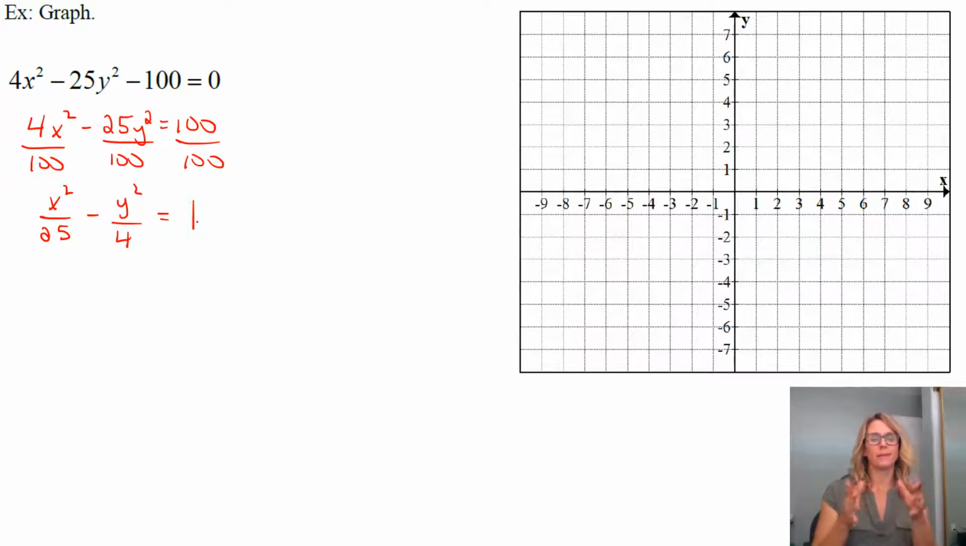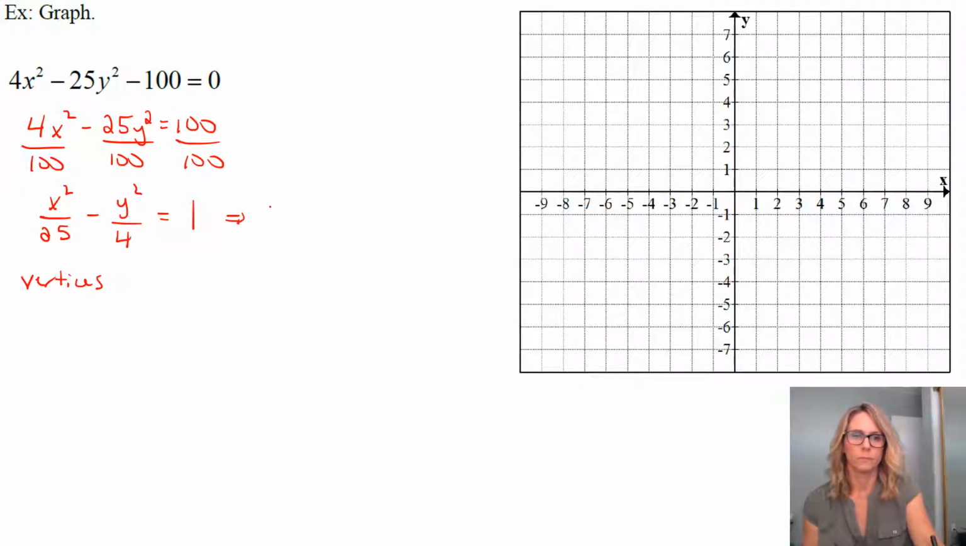And we see that since one of the terms, x squared or y squared, is negative, in this case the y squared, that we have a hyperbola. So we recognize pretty quickly that when we think about the vertices, because the x squared is the positive of the squareds, that we are going to have x-intercepts in this case.